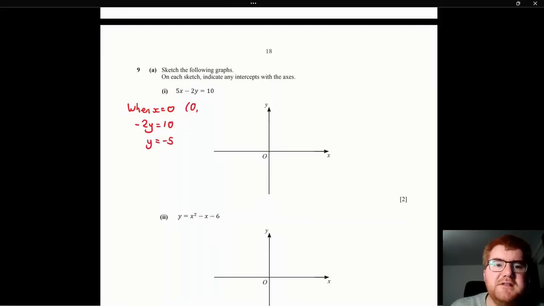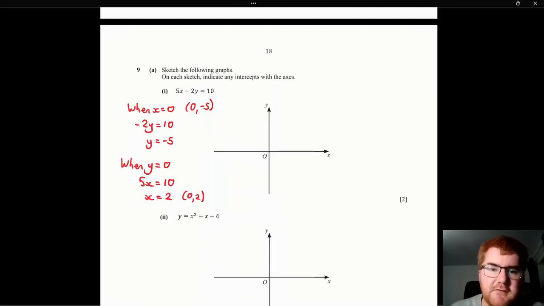So we know the point 0, minus 5 is on here, and we can do it the other way around. So when y is 0, 5x is equal to 10. Therefore, x is equal to 2. So we know the coordinate 2, 0 also exists. So we go 0, minus 5. That's going to be down here somewhere. We know 2, 0. So it's going to be a fairly steep line, like so. And we can then just join them up.